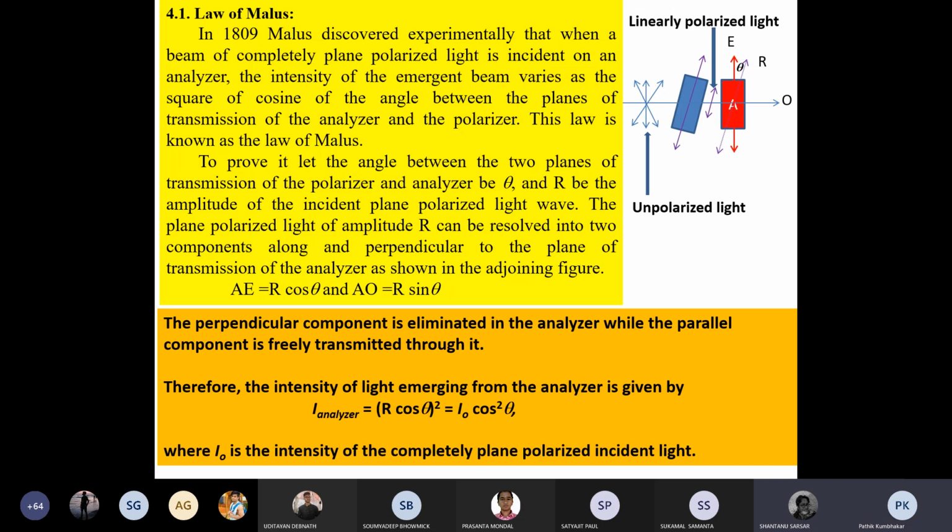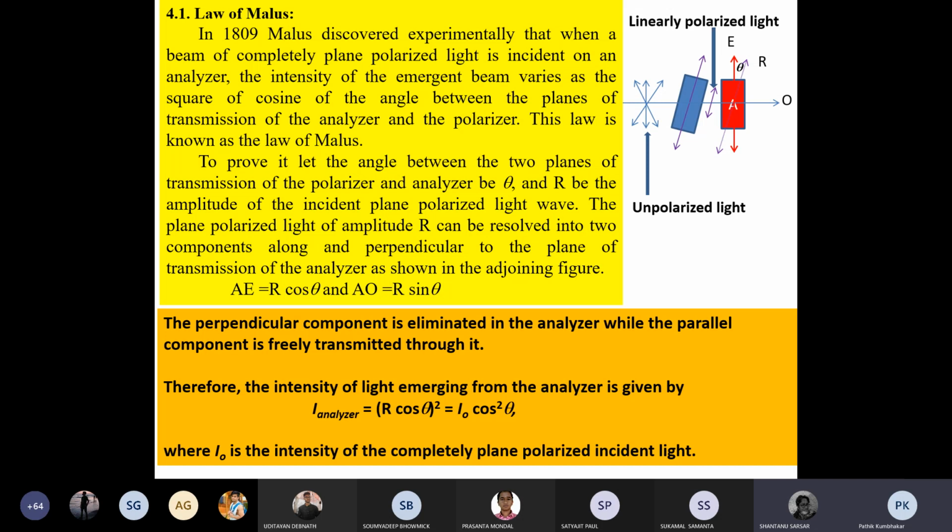That is proportional to the square of the cosine of the angle between the axis of the polarizer and the axis of the analyzer. So I0 is the intensity of the completely plane polarized light. Please remember, this is not the intensity of the unpolarized light. Sometimes an examination question asks that, let the intensity of the unpolarized light be given, then what will be the intensity of the light coming out?